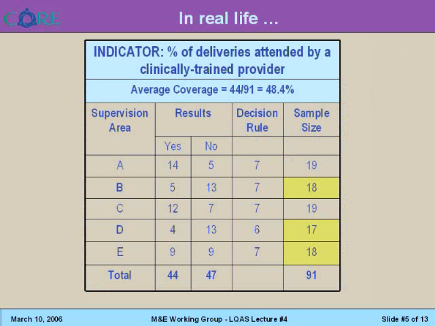You may also recall that in real-life projects, though, we will not always be able to have a sample size of 19 in each supervision area. As you see in this table, supervision areas B, D, and E have sample sizes less than 19, which will translate not only into the total sample size being different, which is now 91, but also into different decision rules per supervision area. Let's take a look at another couple of examples.